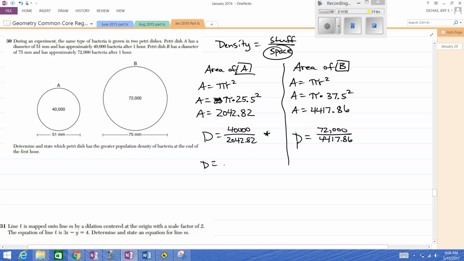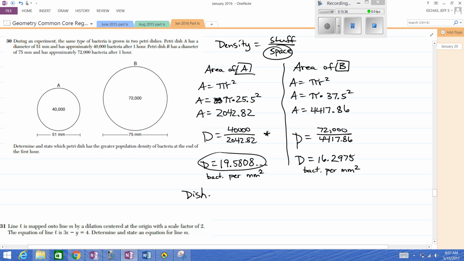All right, let the calculator do the work. It's 19.5808. And that's going to be bacteria per millimeter squared, if you ever needed the dimensions. I know science does a great job with that. We kind of ignore the dimensions a little bit in math, but if you do want to write that down, make sure you're accurate about it. Probably safer to not even do it. So that's bacteria per millimeter squared. This is the greater one. So, dish A has the greater population density after 1 hour.